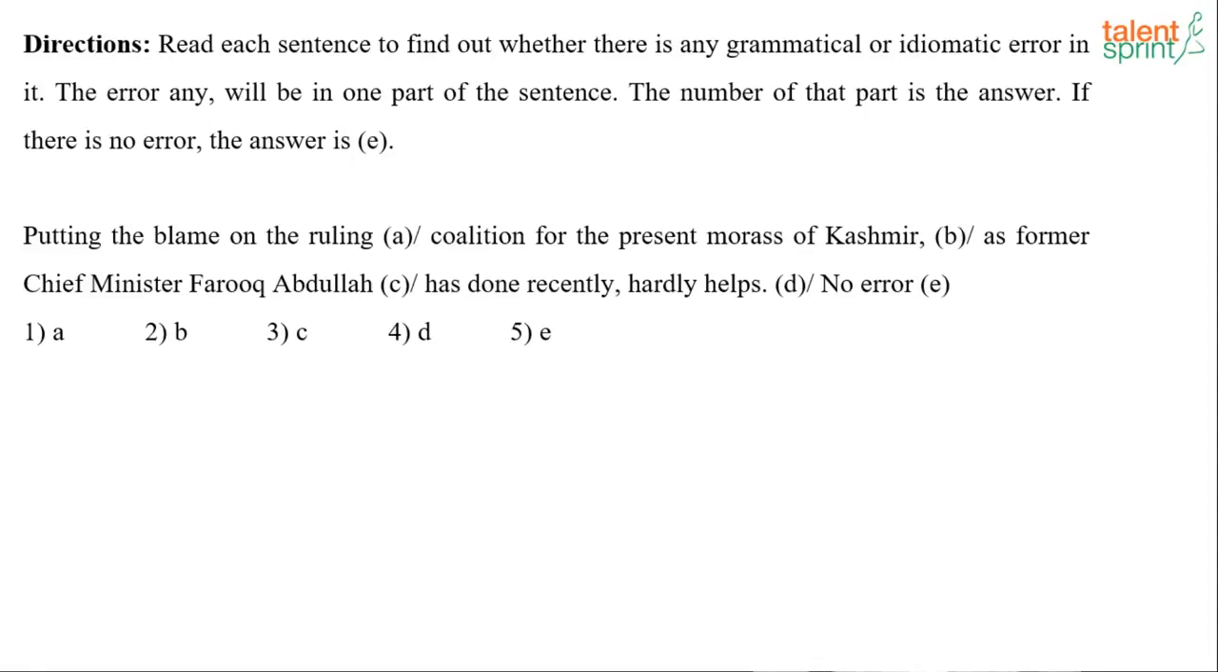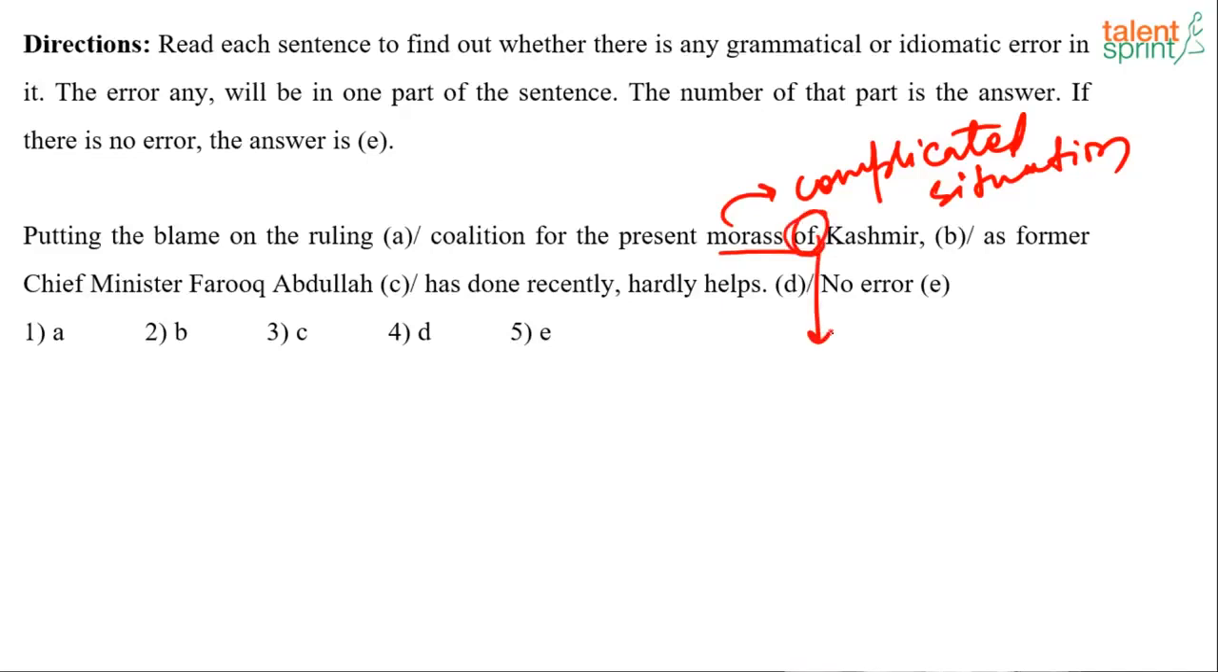Putting the blame on the ruling coalition for the present morass. Okay, what is the meaning of morass? It is a complicated situation. Or it can be confusing as well. Morass of Kashmir, as former Chief Minister Farooq Abdullah has done recently, hardly helps. Okay, there is an error. Can you tell me where is the error? Let's read it again. Putting the blame on the ruling coalition for the present morass of Kashmir. Morass is the complicated situation which is not of Kashmir, which is in Kashmir. The preposition again is used wrong. So B has the error.